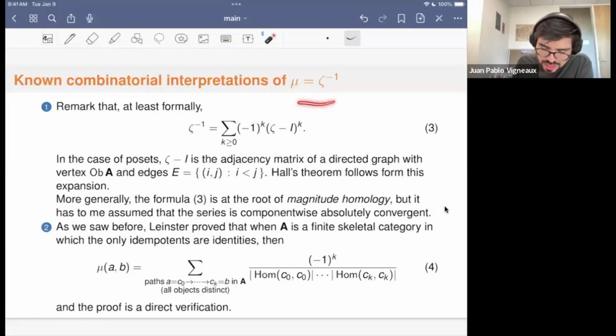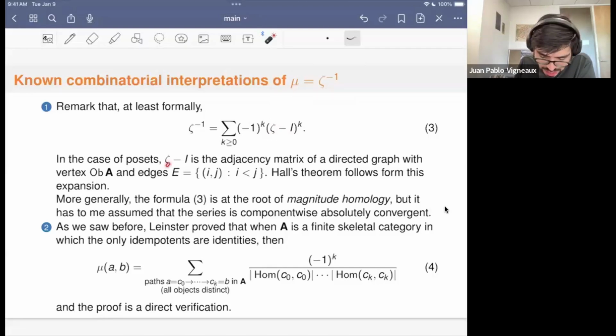Now, about the combinatorial interpretations of this Möbius inversion. Sometimes I will denote this mu, so mu is zeta inverse. What appears already in Rota's work, and is also very much exploited in the theory of magnitude, is that at least formally you could expand the inverse of zeta as a power series, where you have minus 1 to the power k, and then zeta minus the identity matrix to the power k.